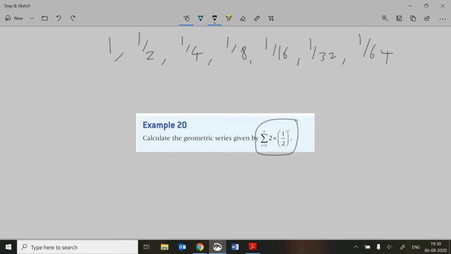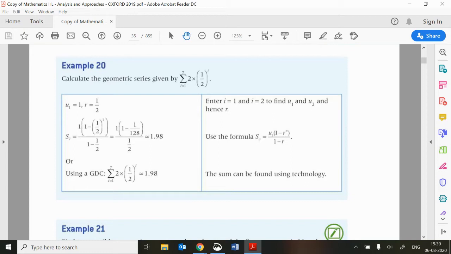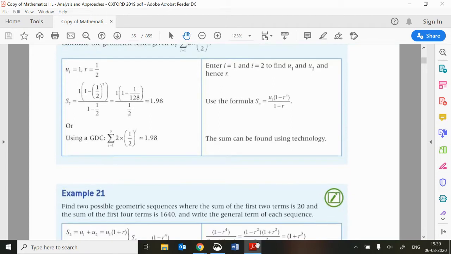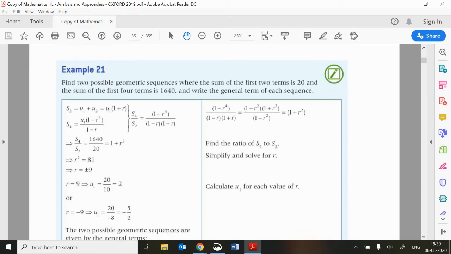Again, we have a equals 1, n equals 7, and r equals a half. We're done there, really. We just need to substitute that into the formula. I'm not going to spend time doing that here. It's pretty straightforward how to do that. You can see they've just used the formula again. Okay, next one, example 21.